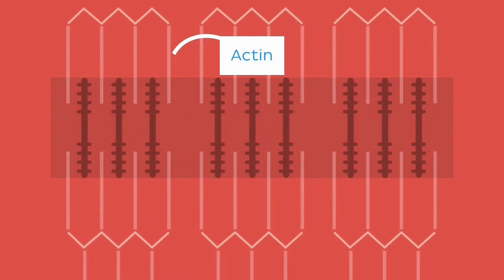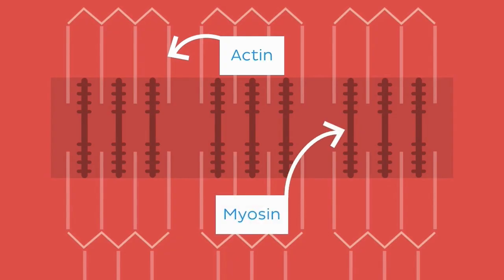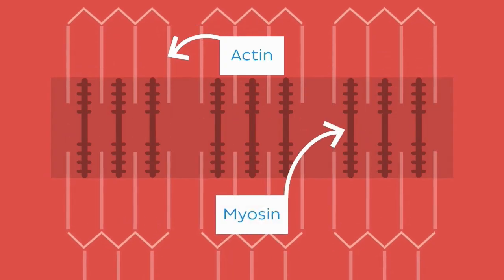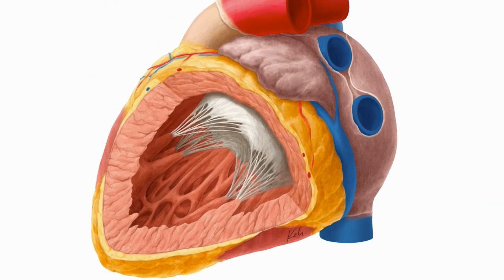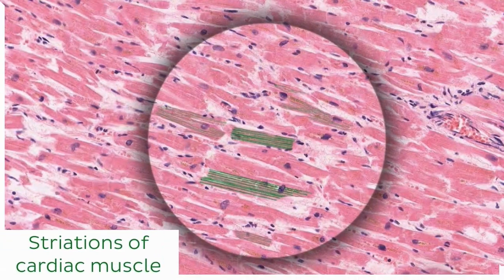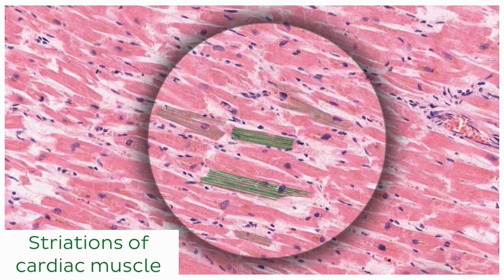The sarcomeres contain actin and myosin myofilaments that are contractile proteins present in all muscle. The repeating units of sarcomeres along myofibrils are what give the cardiac muscle its striated appearance, a visual feature of alternating light and dark striations observed under a light microscope. Here you can see these striations highlighted in green.